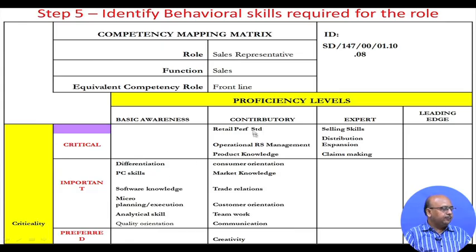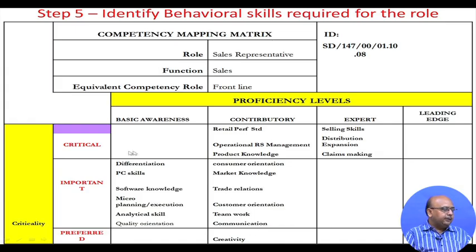Move to the next level: retail preference standards, operational software management, product knowledge, customer knowledge. These are the critical ones. Then consumer knowledge, market knowledge, trade relations, customer orientation, these are important. Then expert: selling skills, distribution expansion, claims making. It means you do not require competency at this level. As a sales representative, this is the highest level. So, as a sales person, you require competency at level 3 only. And what is preferred is creativity, because that helps you to contribute better.